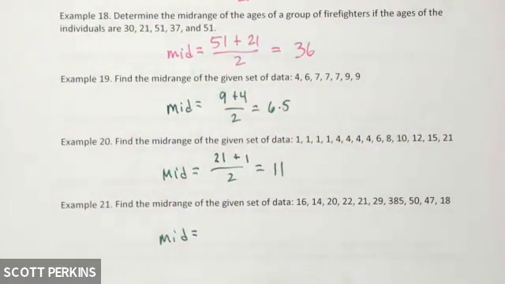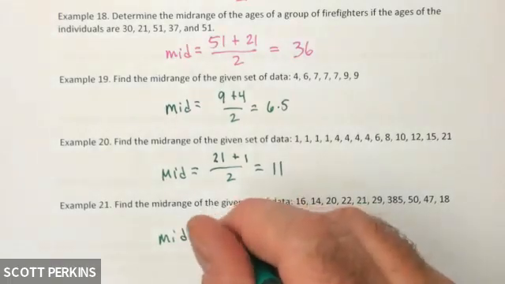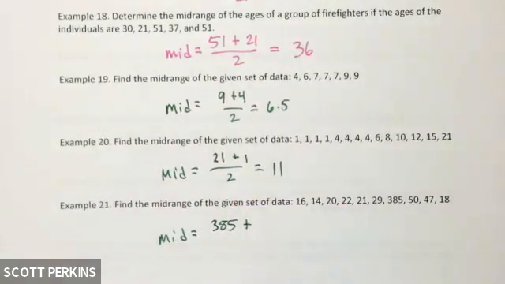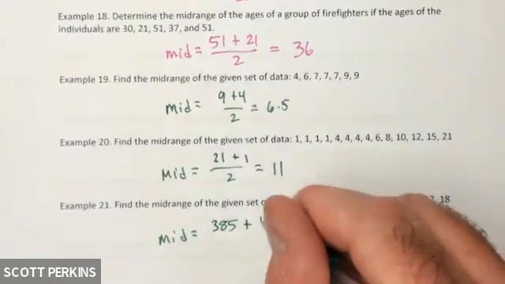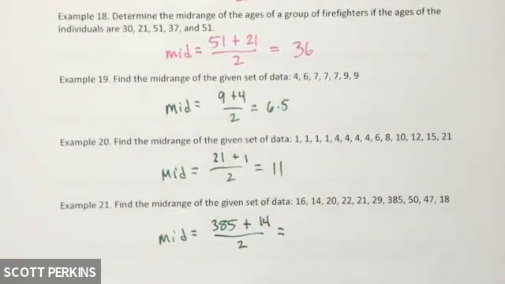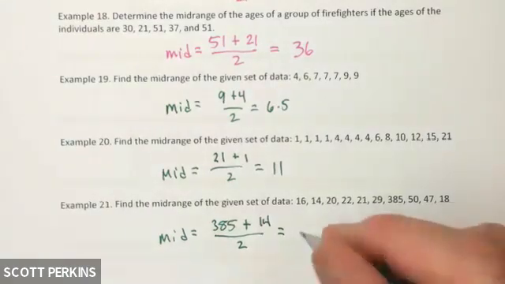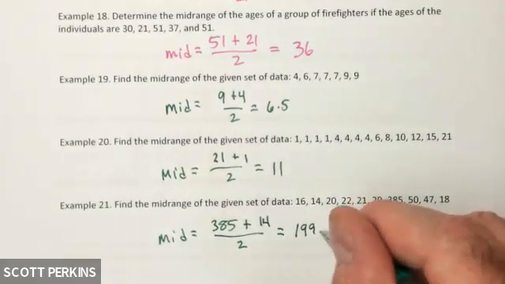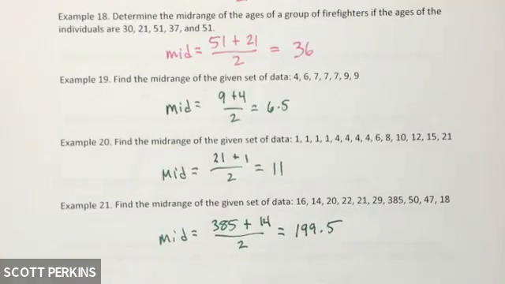And then last but not least, the mid-range of the final one is 385 plus the low value, which turns out to be 14. That is 399 divided by 2, and that turns out to be 199.5. Are there any questions?